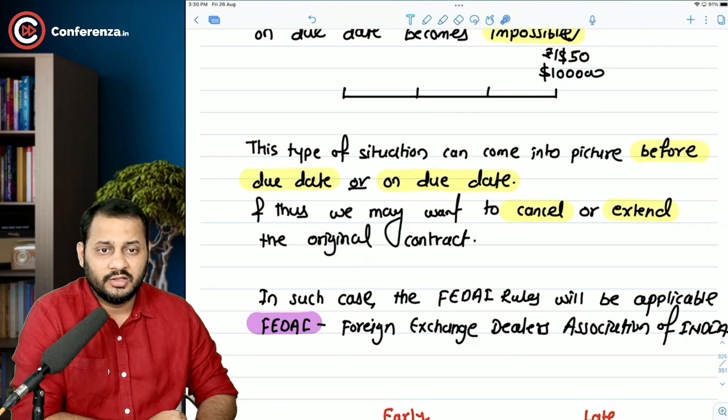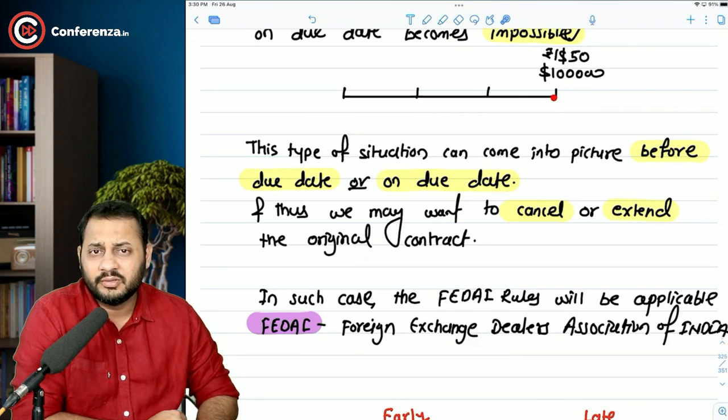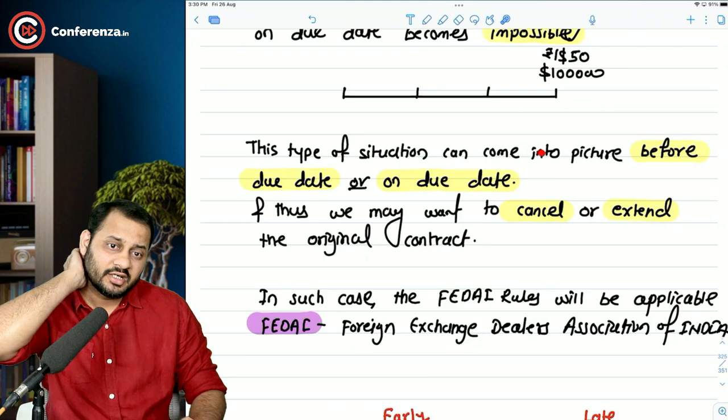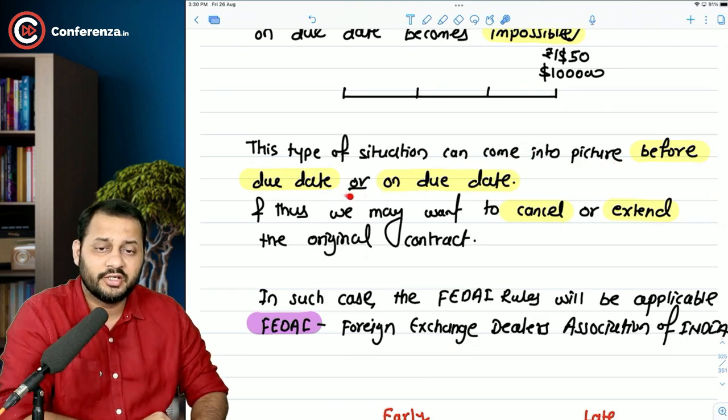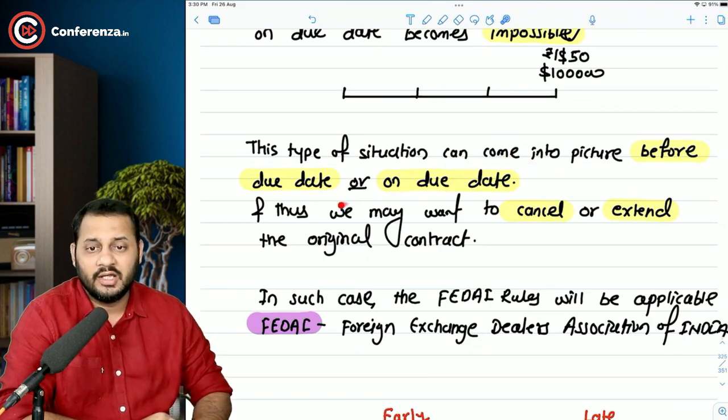Let's say, for example, 1 lakh dollar is receivable on this date, and now you are not able to make the payment to the bank or receive it from the bank. This type of situation can come into picture before due date or on due date, sometimes after due date as well, but that is considered as default. And thus we may want to cancel or extend the original contract.